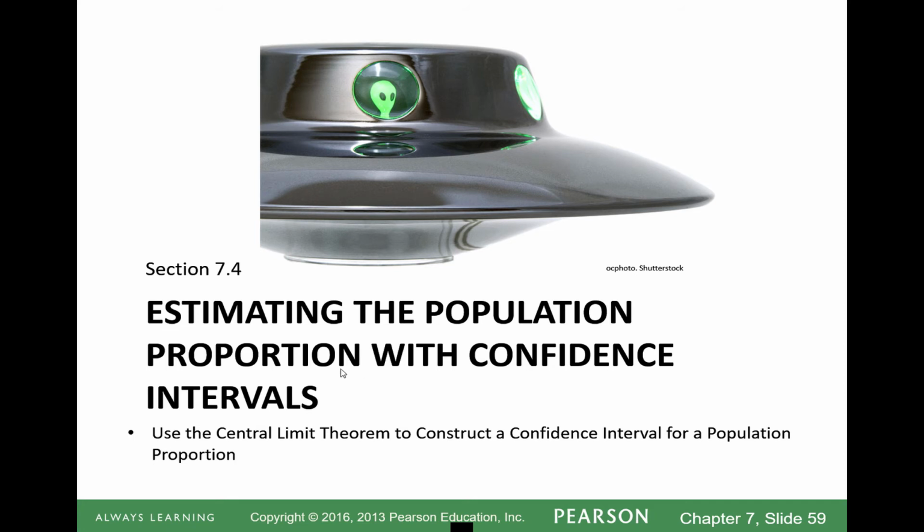Next up is estimating the population proportion with confidence intervals.